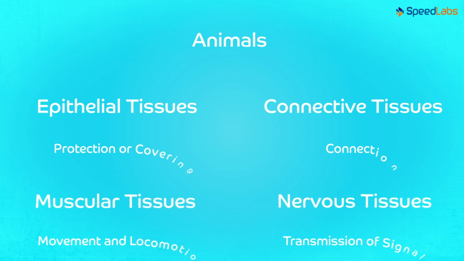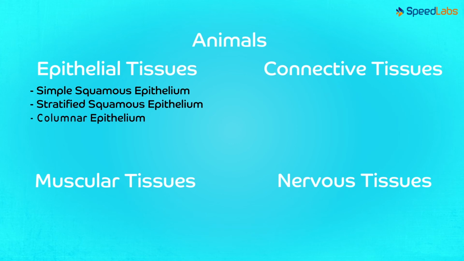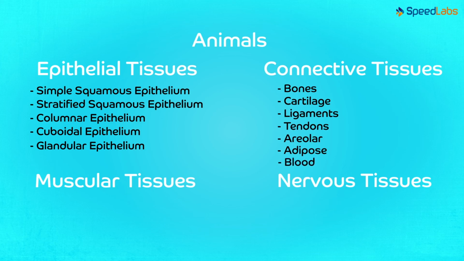The different types of epithelia include simple squamous epithelium, stratified squamous epithelium, columnar epithelium, cuboidal epithelium, and lastly, glandular epithelium. Similarly, various types of connective tissues include bones, cartilage, ligaments, tendons, areolar, adipose, and also blood.